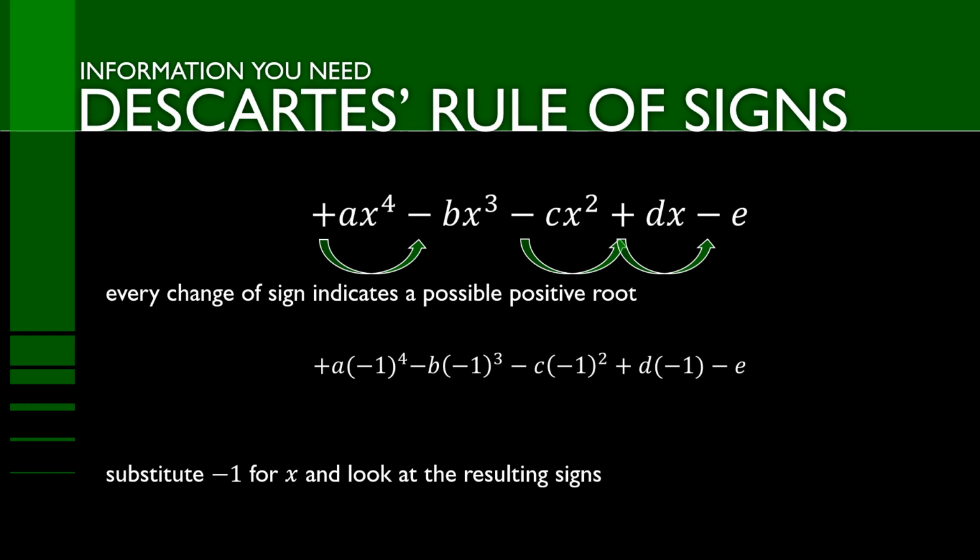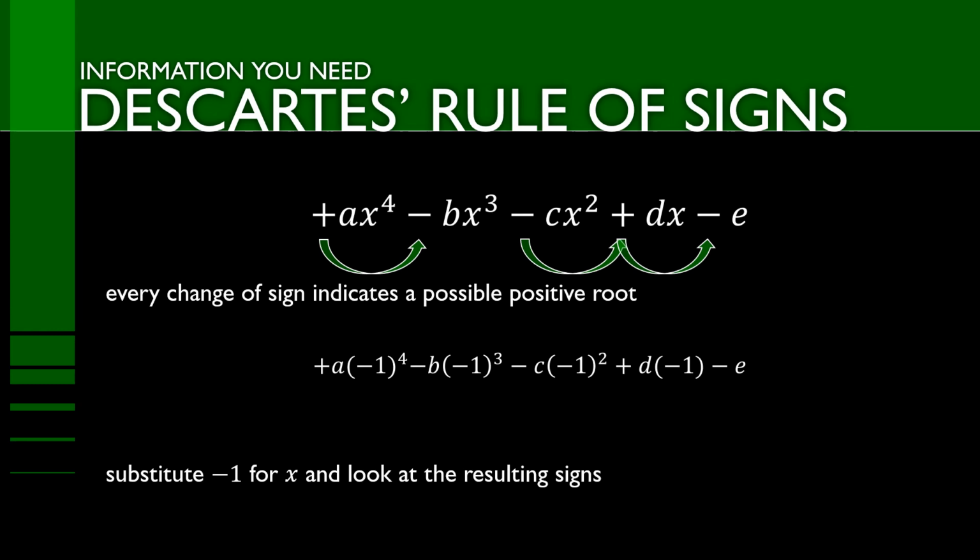Then what we would do is, knowing that imaginary roots and irrational roots come in pairs, we would subtract 2 until we either get to 1 or 0. So if you've got 3 possible positive rational roots, subtract 2, that gets you down to 1. So we could either have 3 positive roots, or we could have 1 positive root.